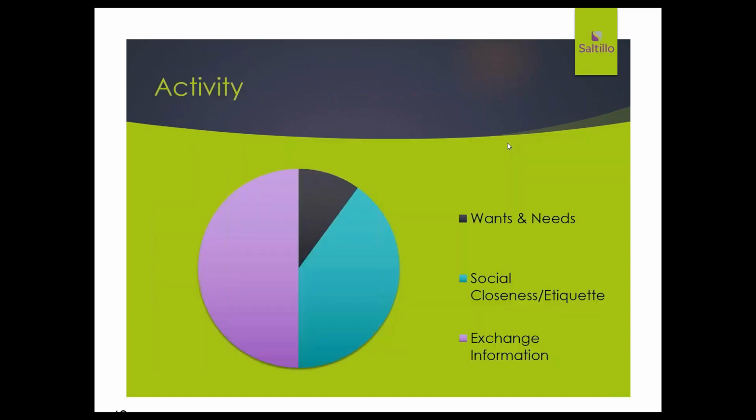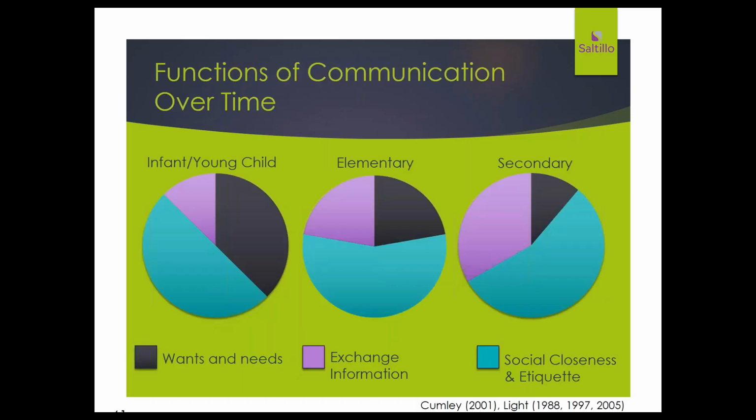So what does this mean? Well, this is how it looks if we represent it graphically: most people find the majority of their communication occurs to exchange information or develop social closeness. So the next question is, how does this compare to your client's communication? If we look at functions of communication over time, we start out with an infant and young child, and you can see how maybe about half is social closeness and etiquette. We still have a lot of wants and needs, and exchanging information really isn't quite there yet.